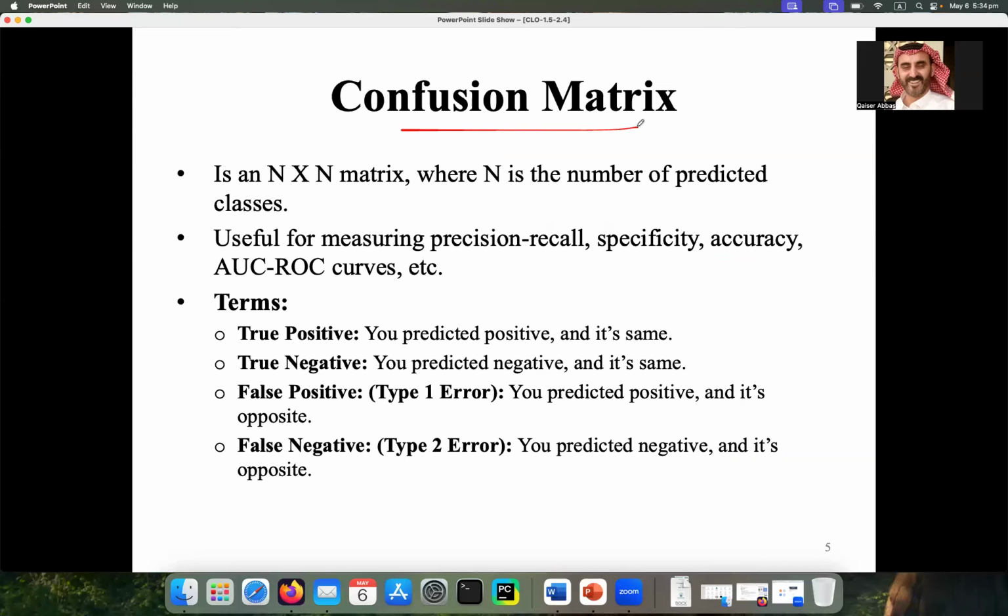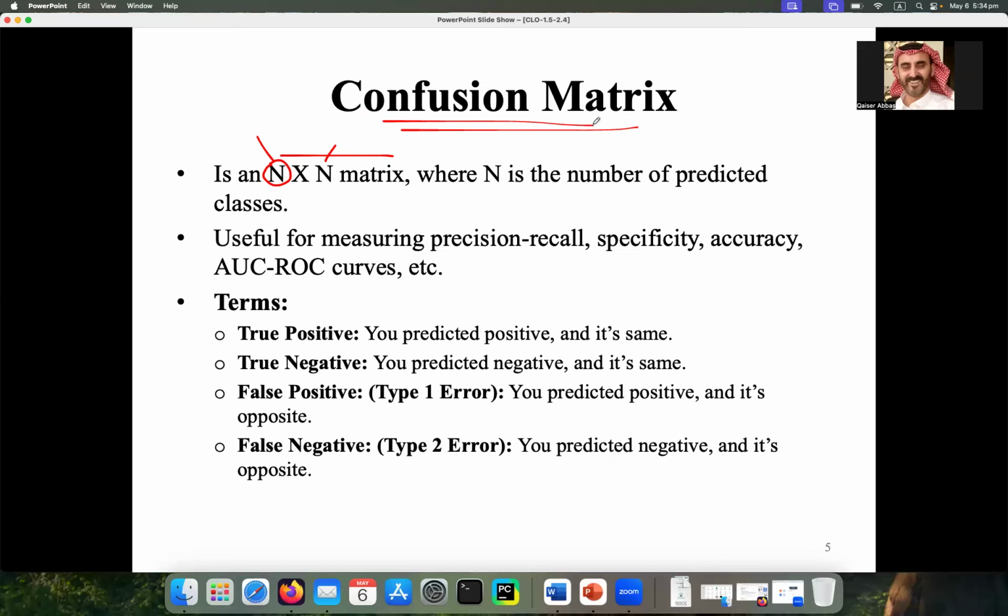So confusion matrix is an n by n matrix. You can give any value to this n. For example, if you give n the value 5, then it would be 5 cross 5, or 2 cross 2, or whatever. So it is an n cross n matrix, where n is the number of classes that you want to predict, the number of classes existing in your data. If you build this confusion matrix, then it will be helpful for you to calculate other things.